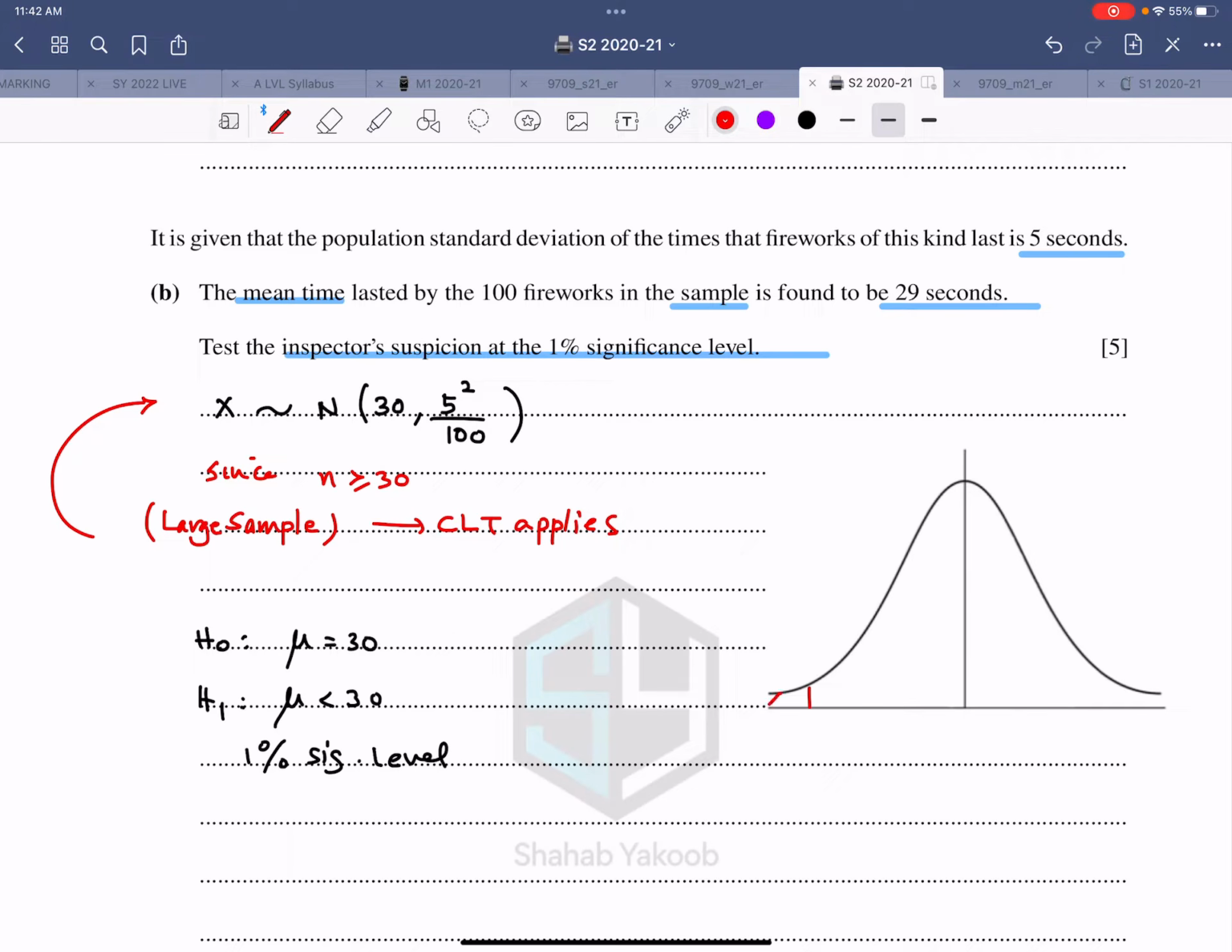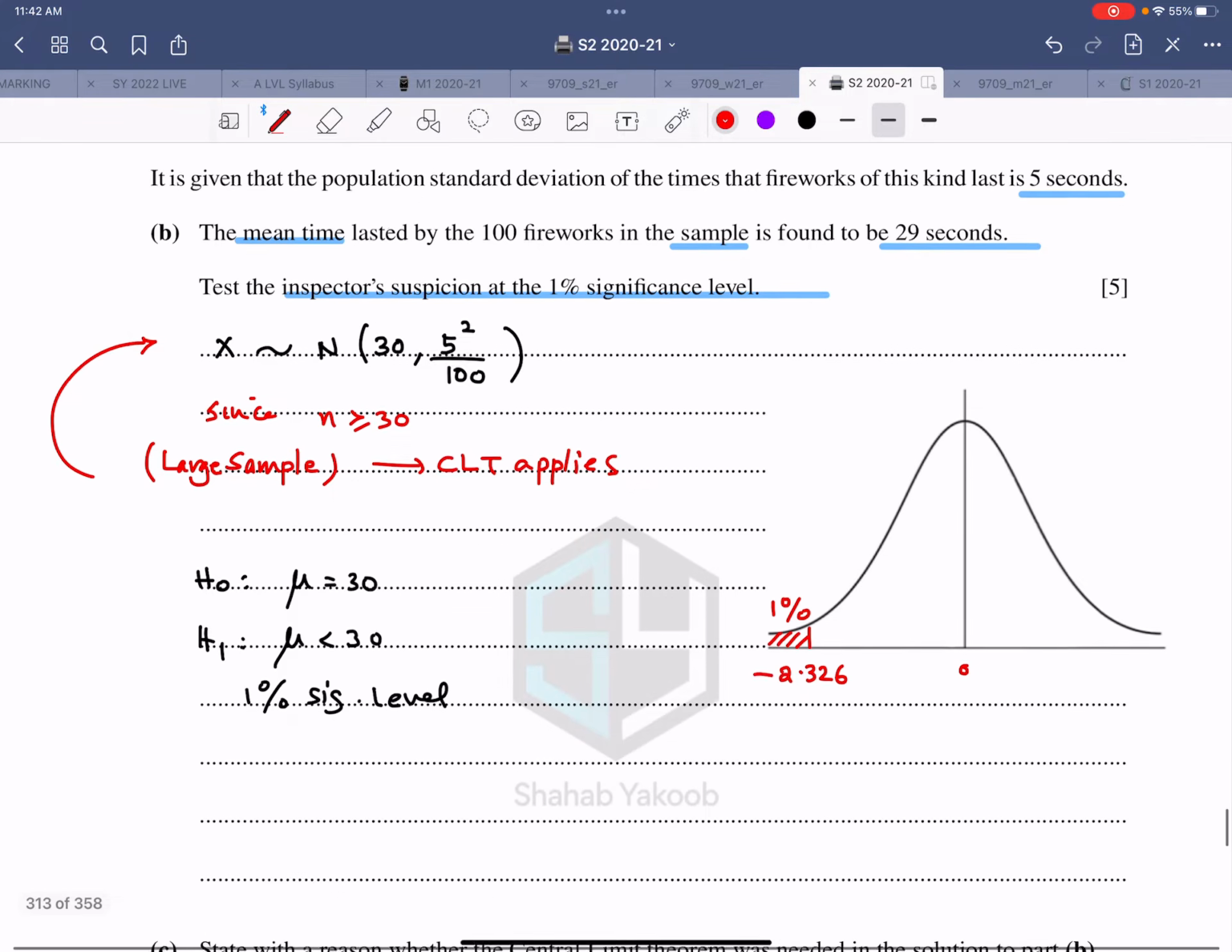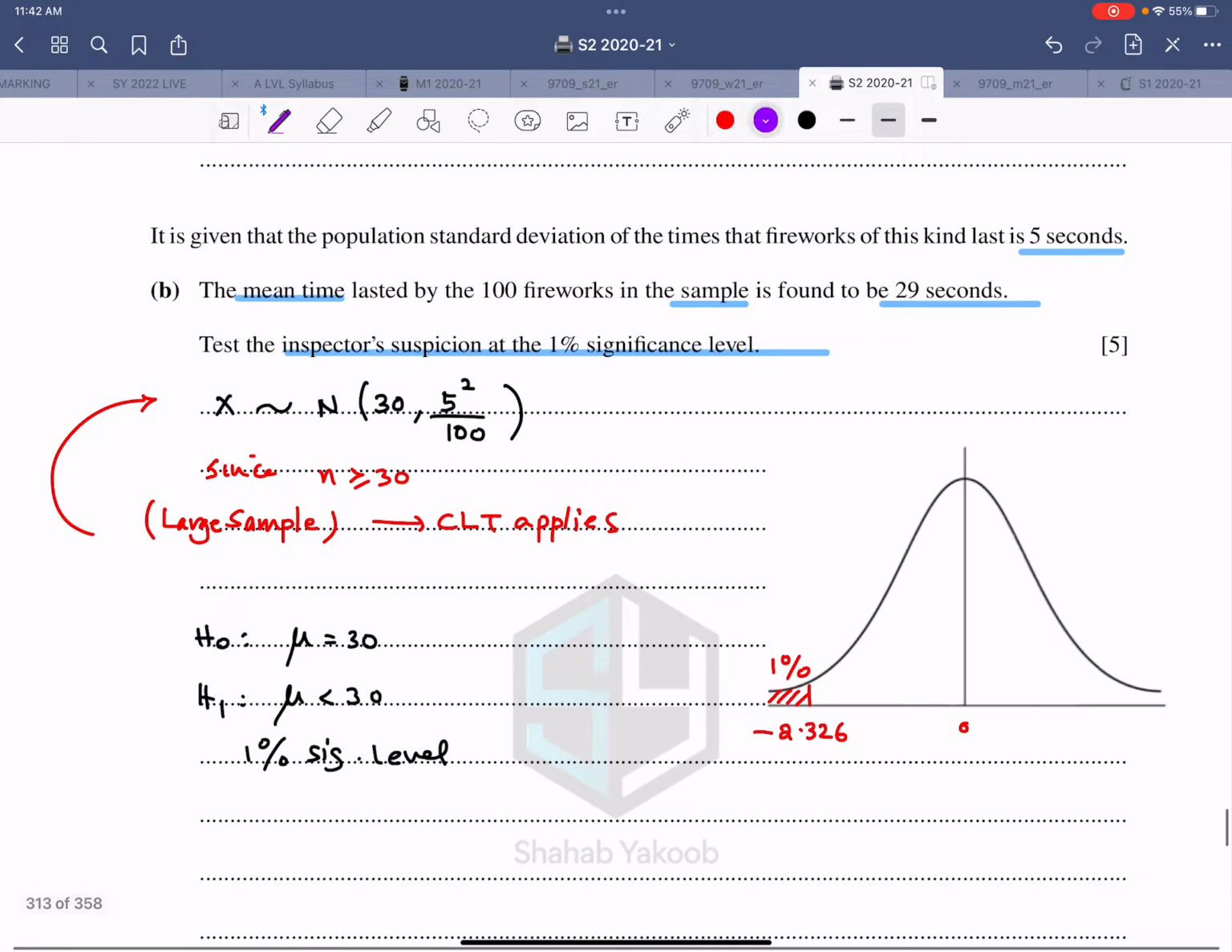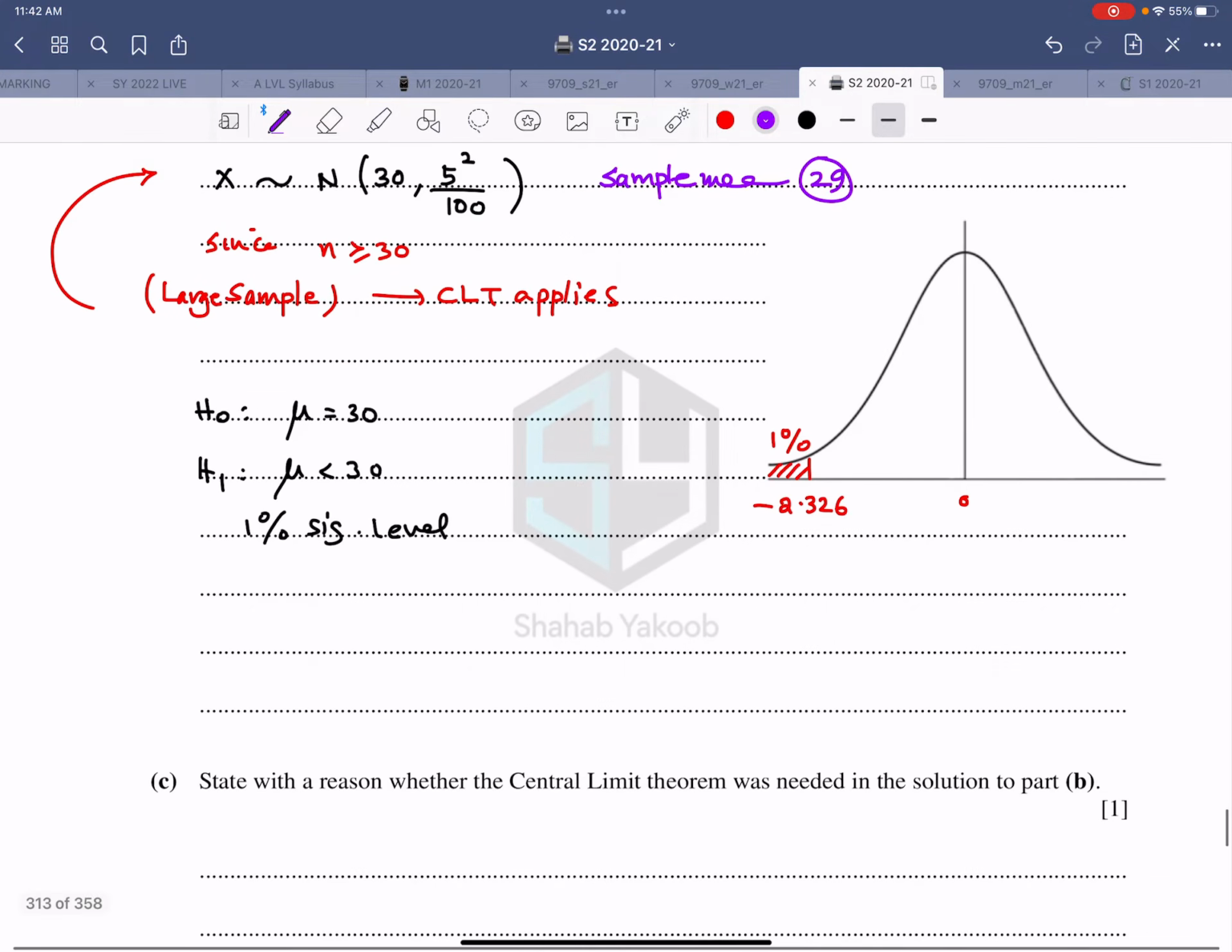This is 1% and this value is negative 2.326. This is 0. And what else is there? The sample mean is 29 seconds. That's the value used for calculation. Now let's calculate Z. Z is X bar minus mu.